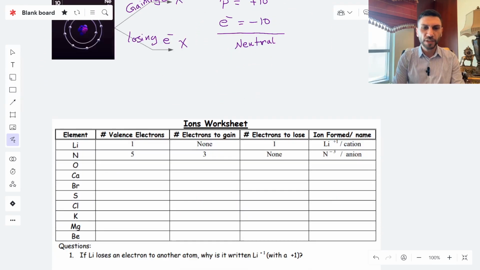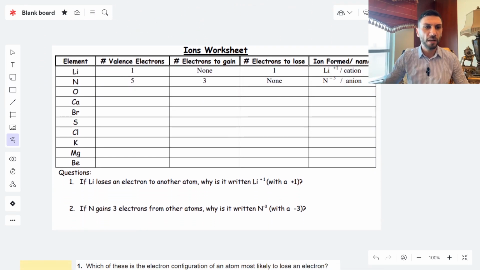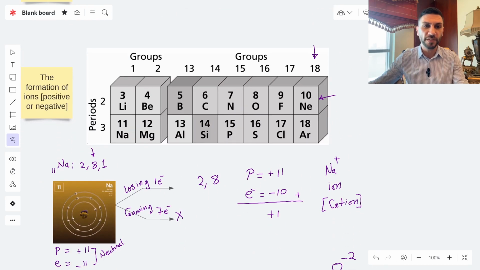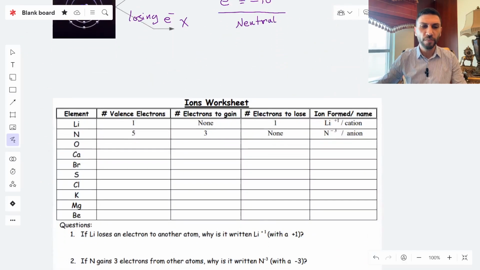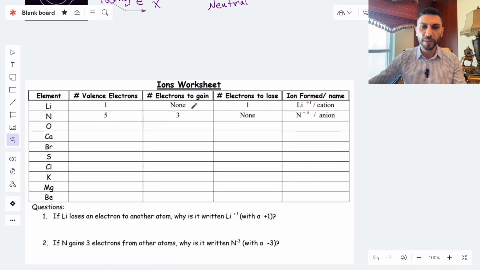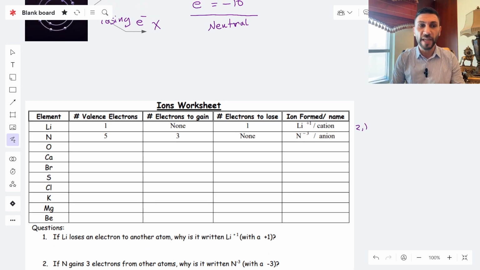All right, let's do this worksheet now quickly. Lithium: as I told you guys, the key to solving those problems is to write the electron configuration and see how many valence electrons you have and how to make them 8. For example, lithium has only 1 valence electron because the atomic number of lithium is 3. So for lithium, it's going to be 2 and 1. And we need to make it like helium, so we're going to lose 1 electron.